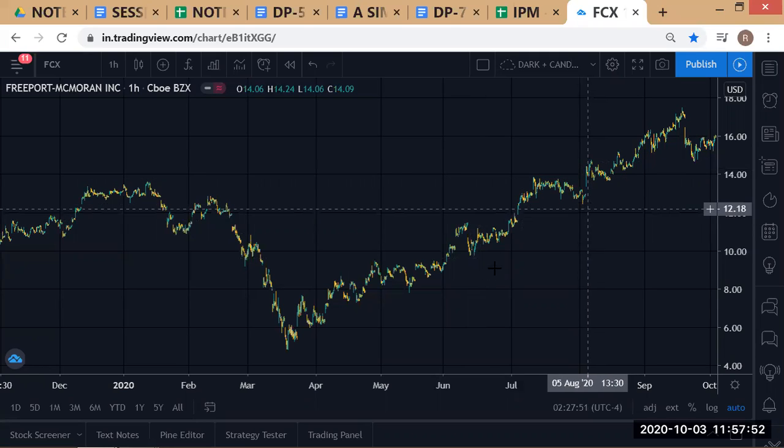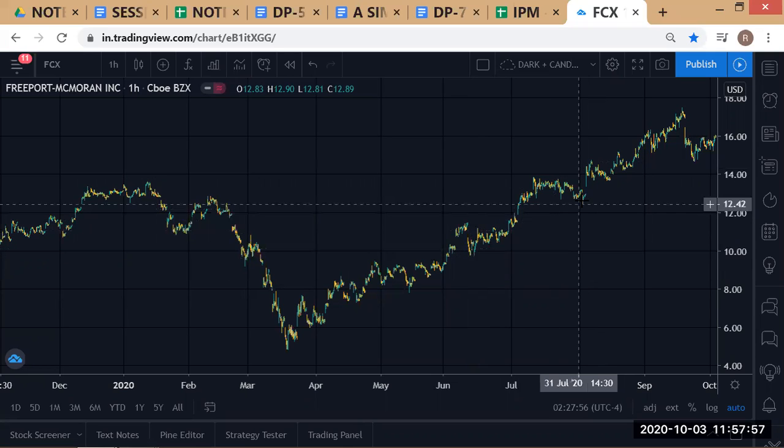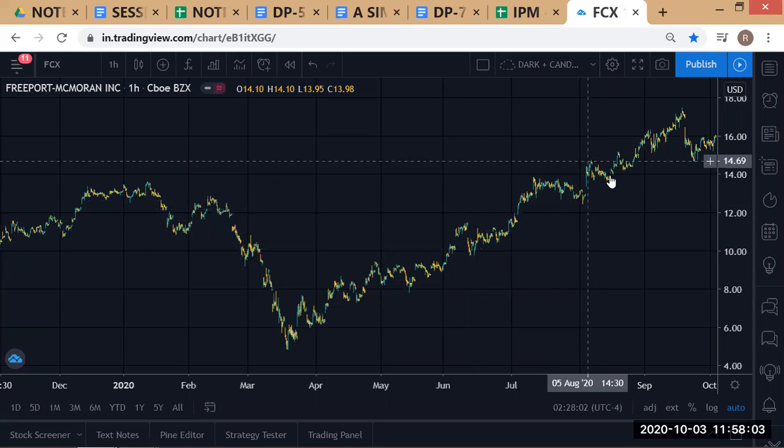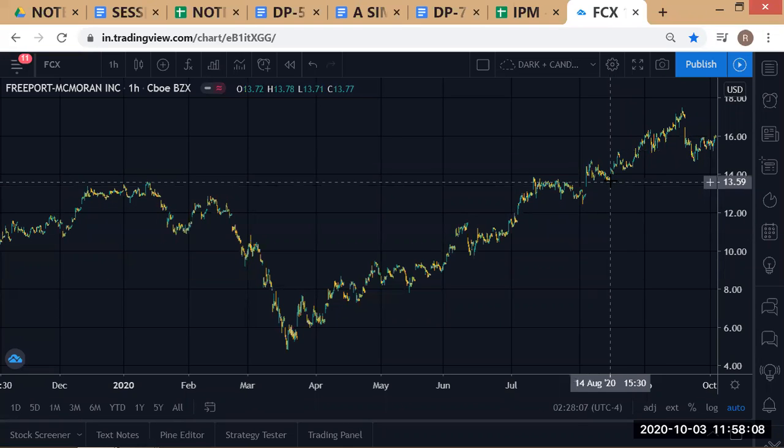So then he took the stop from here and dragged it and moved it here. And then when the market went up here, he saw a new higher low from which a new high was formed.